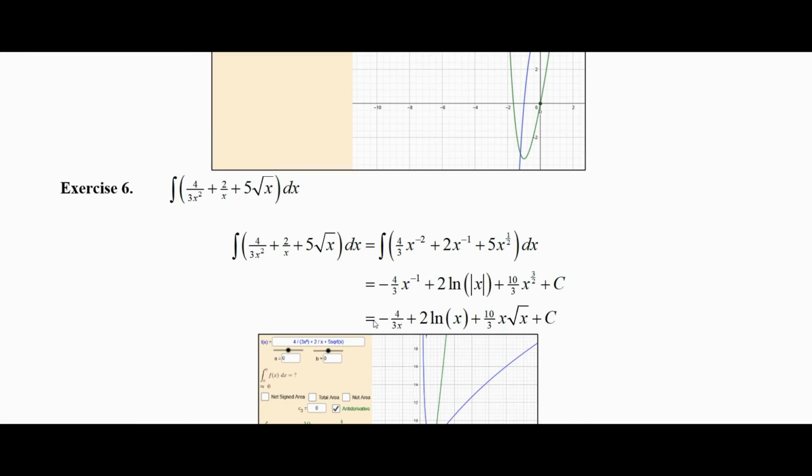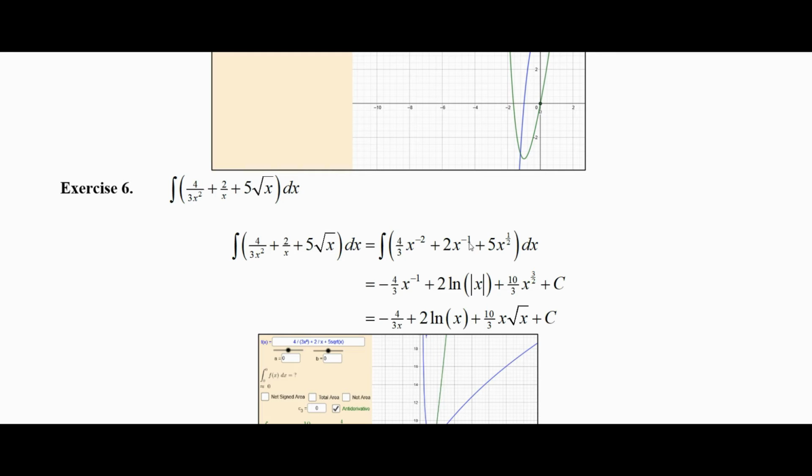This is a similar one here. The family of antiderivatives of 4 over 3x squared plus 2 over x plus 5 square root of x. Again, we can rewrite this as power functions. 4/3 times x to the negative 2 plus 2x to the negative 1 plus 5x to the 1/2. Power goes up 1 to negative 1 and multiplied by the reciprocal of that, just changes the sign to negative 4/3.